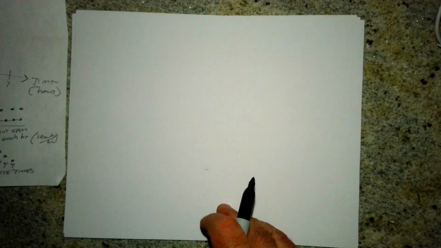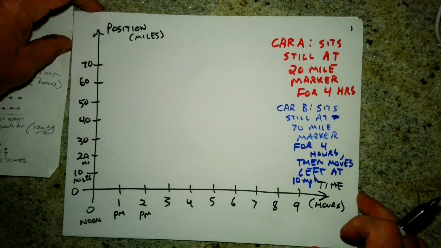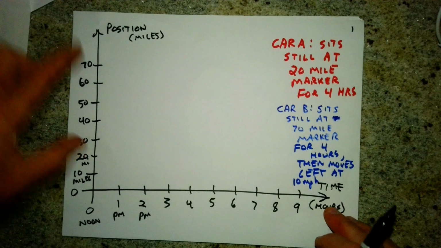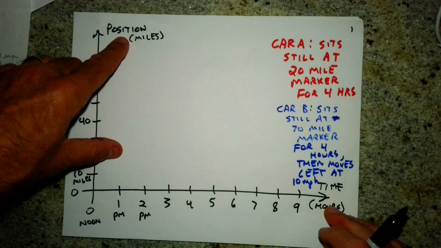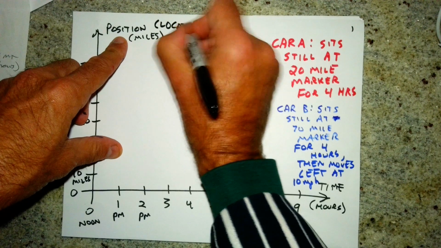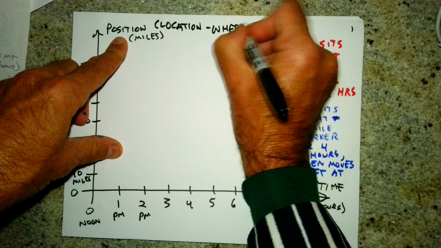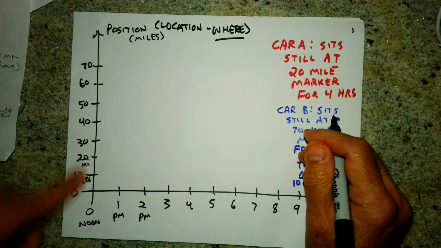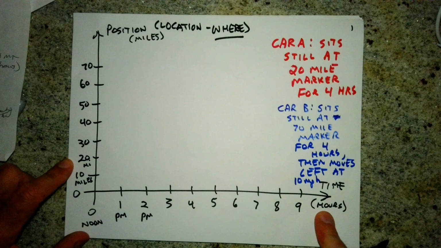Okay, let's make a graph. Here I've got a position time graph made. This axis is position in miles, and another word for position is location. It tells where the car is. And this axis is time in hours.